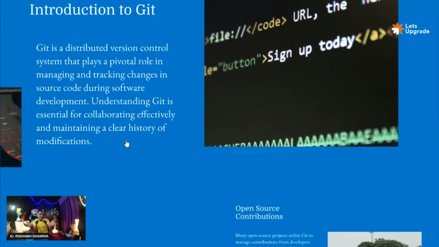As you already know, I mentioned a platform. So that platform is Git or GitHub, I can say. Git is a distributed version control system that plays a vital role in managing and tracking the changes in the source code during software development.